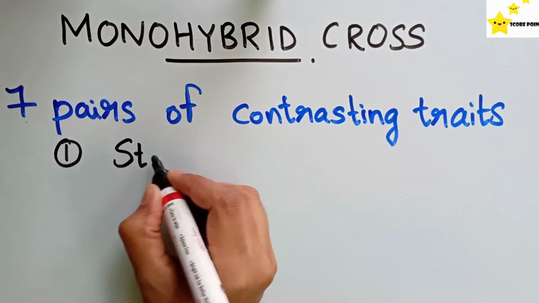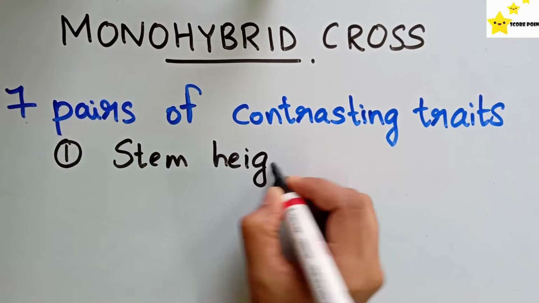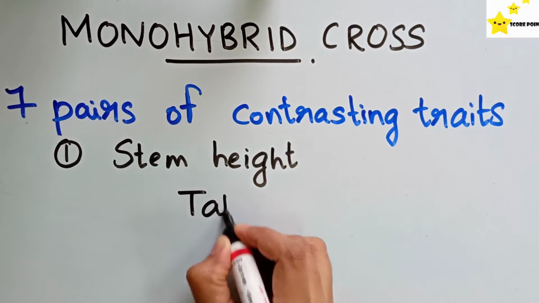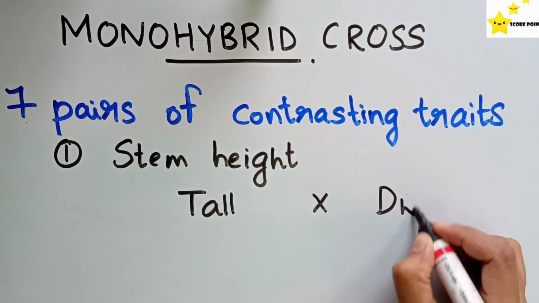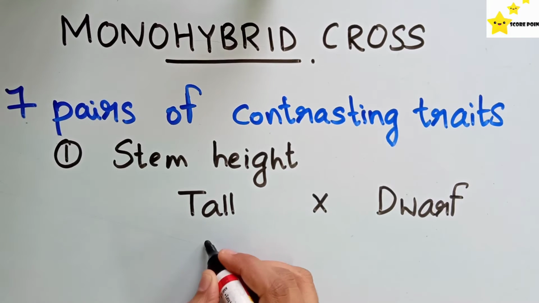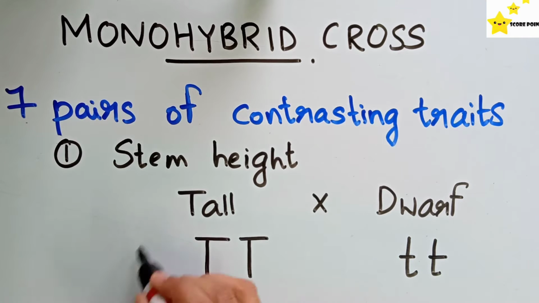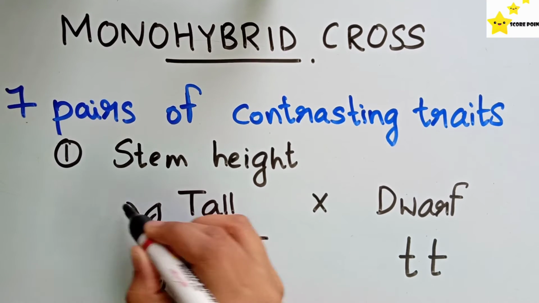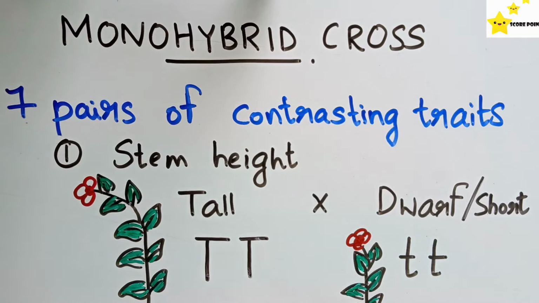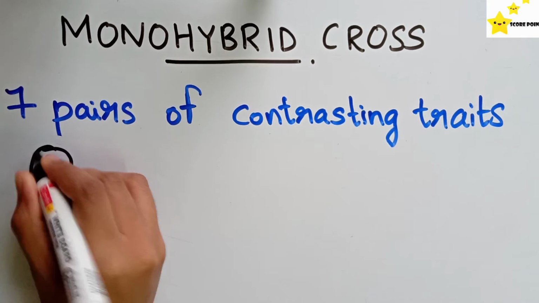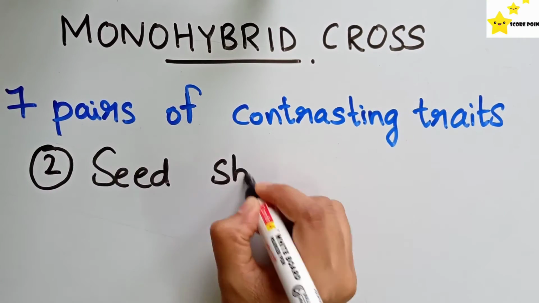First pair of contrasting trait, or the first character that you have to learn, is the stem height. We have tall and dwarf character. Tall is the dominant trait. It is represented by capital T. Dwarf is the recessive trait represented by small t. For the dominant traits, we always use capital letters, and for recessive trait, we use small letters. For example, we see here tall character, which is dominant, capital T, and for dwarf, we have small letter t.